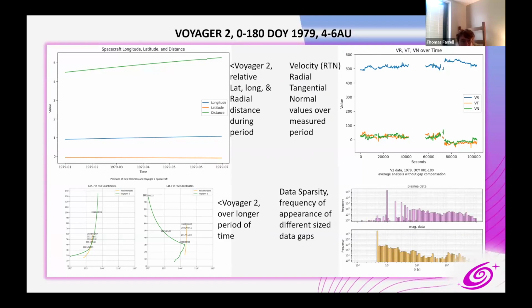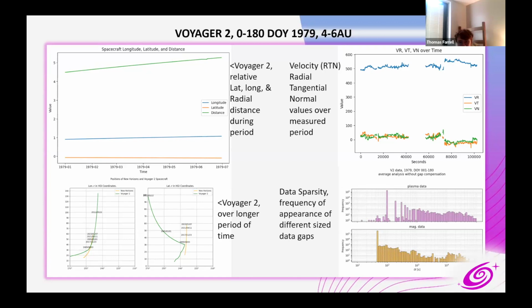So top left is a graph just about latitude, longitude, and radial developments throughout this period. You can see it's pretty steady. And then beneath that is New Horizons and Voyager 2 at that time. And then the top right is velocity in the RTN coordinate system measurements. And you can see that there's a lot of gaps. And the graph below is also focused on that.